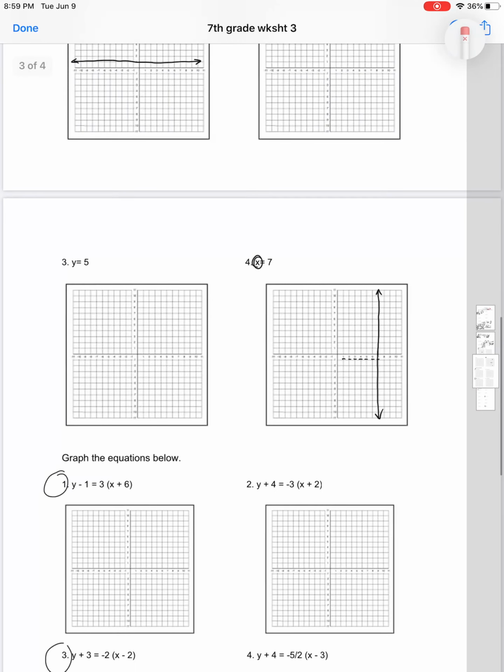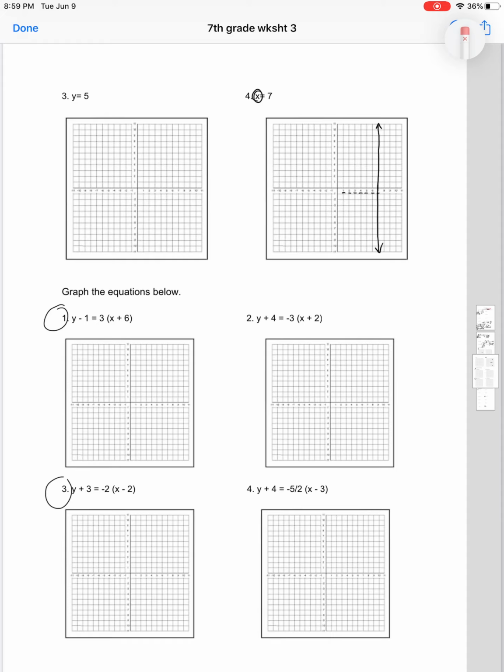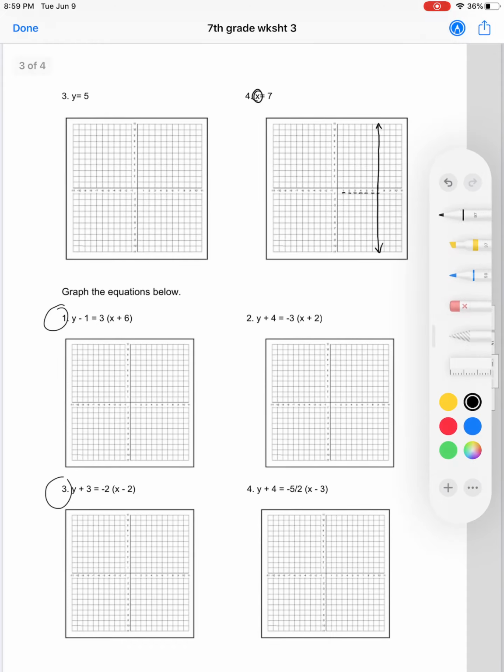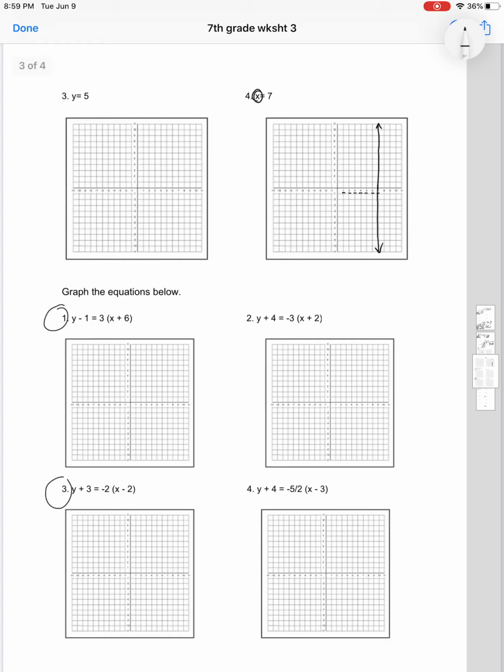Now, let's see, graph the equation. Now we see here, graph the equation below. Instead of just a single y or an x, they give us an actual equation. So what we can do is create the slope-intercept form so we can find out what the equation is. Y minus 1 equals 3x plus 18, because 3 times x is 3x and 3 times 6 is 18. Now we add 1 on both sides. That gives us y equals 3x plus 19.